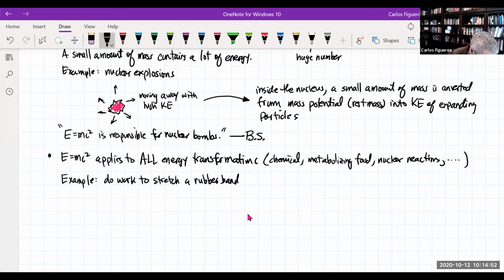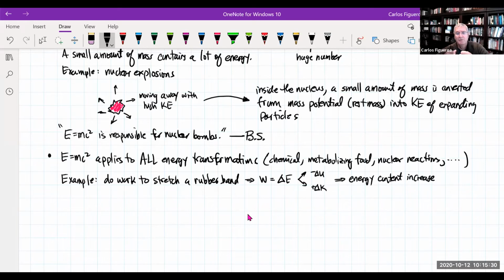Well, what we mean by this is that if I do work, then I'm going to change the energy of the system. And I could change the energy of the system two ways. I could change the potential energy, or I can change the kinetic energy, depending on how I'm looking at this thing. But wait a minute. This implies then that there's an energy content increase. So if I take the rubber band and I stretch it and then I hold it, there's an increase in energy content for that period of time.